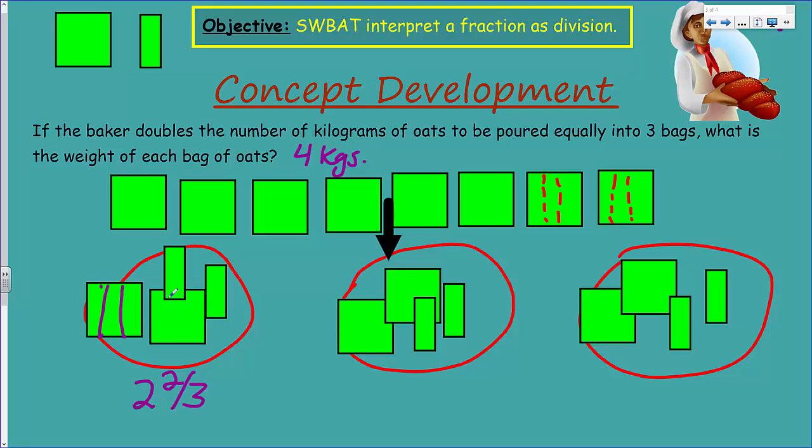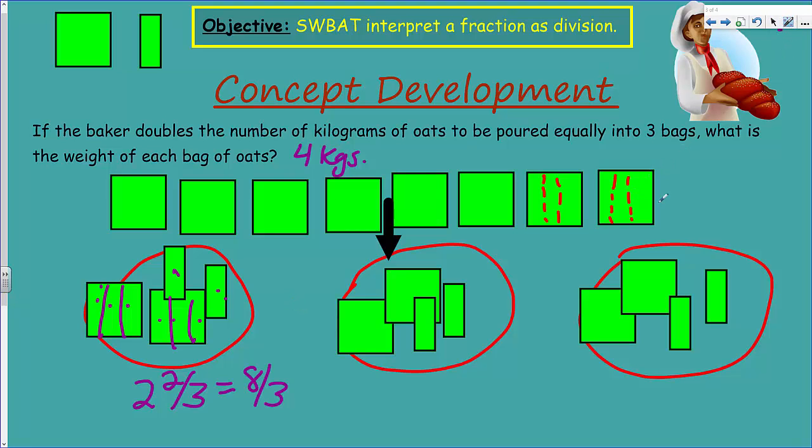I could break this into thirds. Now, how many thirds do I have altogether? 1, 2, 3, 4, 5, 6, 7. Sorry. I have 8, don't I? I have 8 thirds. There are 2 over there. 6 and 2. I have 8 thirds. So 2 and 2/3 is equal to 8 thirds. Oh, I just love how things work out like this, don't you? I just think it's a really cool thing.